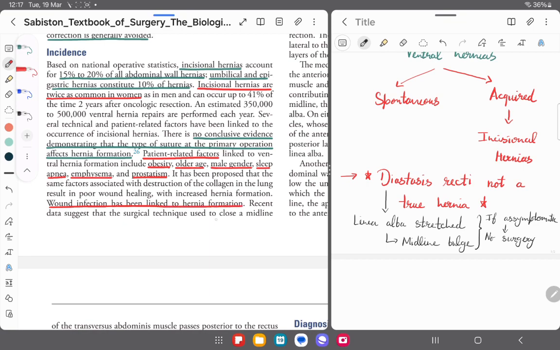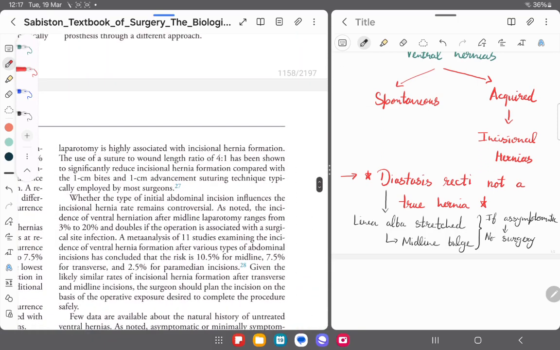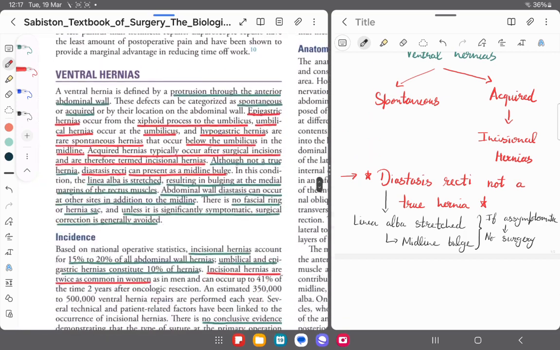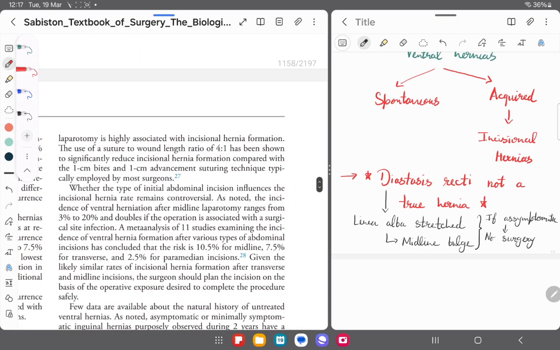Recent data suggests that the surgical technique used to close a midline laparotomy is highly associated with incisional hernia formation.